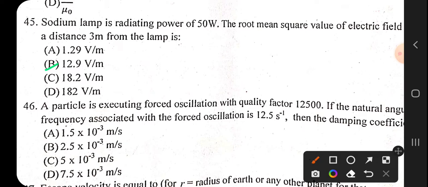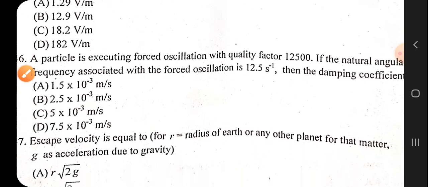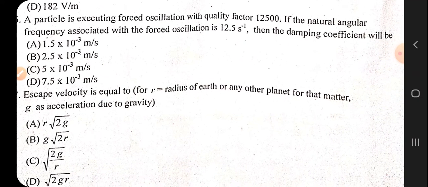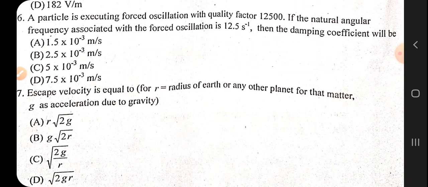Next, come to question number 46. It is given here that a particle is executing a forced oscillation with quality factor 12,500. If the natural angular frequency associated with the forced oscillation is 12.5 second inverse, then what is the damping coefficient?